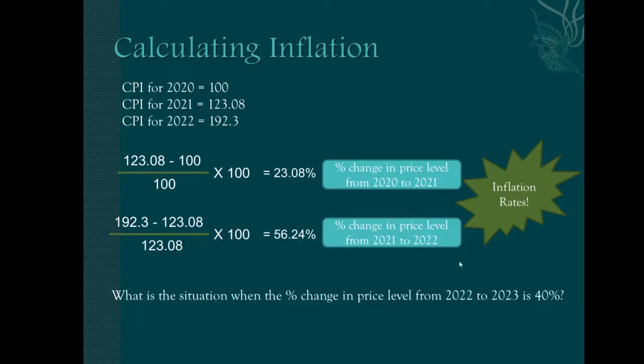when we go from 2022 to 2023, there is a 40% inflation. So from 56 to 40%, what do we call it? You see here, it's still inflating. The price level is still inflating, but at a slower rate. So we call that disinflation. Cool, just like that.